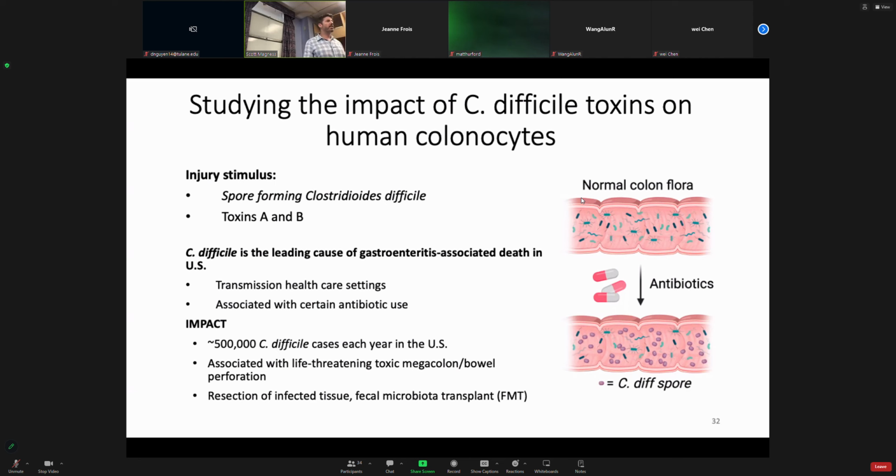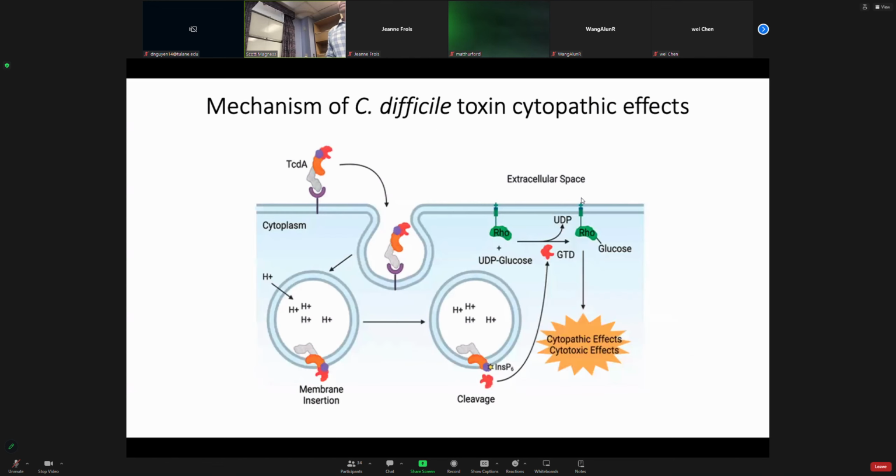The only good treatment is resection of the diseased tissue or fecal biota transplants, and these don't always work for everybody as well. So, and they're still kind of experimental in some respects. And so we wanted to actually have a model that we could start testing how these toxins work from a biological perspective on normal human enterocytes, so not cancer cells, and try to develop a good model for drug screening to try to identify new drug modalities to treat this disorder.